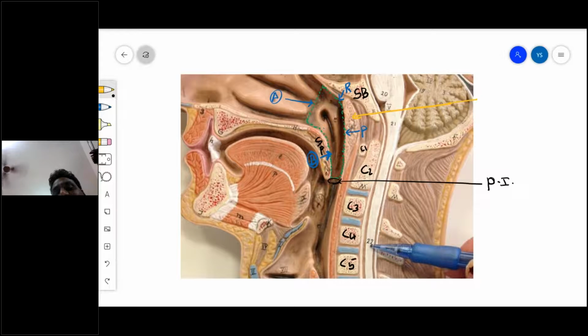And this one is called nasopharyngeal tonsil or pharyngeal tonsil. So whatever I'm showing with the yellow arrow, this one is called nasopharyngeal tonsil or pharyngeal tonsil. Tonsil means aggregation of lymphoid tissue formed below the mucous membrane of pharynx. That one is called nasopharyngeal tonsil or pharyngeal tonsil.